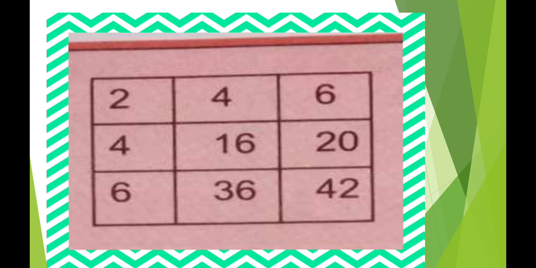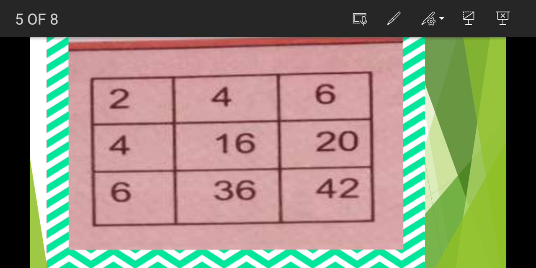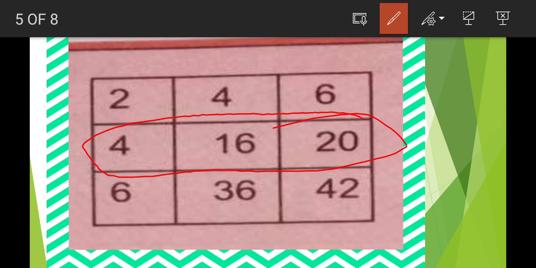So also, we'll move straight to the next example in the second row, which is row 2. Here we have 4, 16, and 20. What did they do? The very first thing is that they are working with the first number, which is 4. We easily say 4 times 4 will give us 16. Then 16 plus 4 will give us 20.